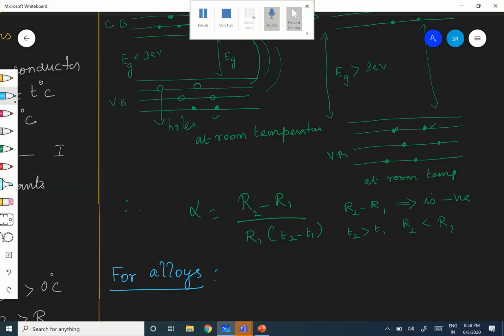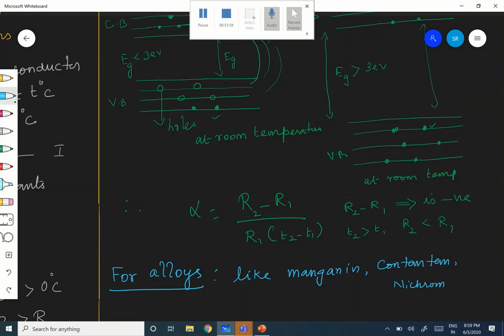What is the value of the temperature coefficient of resistance? Alloys are nothing but a mixture of metals. Alloys like manganese, nichrome, manganese, constantan, and nichrome.